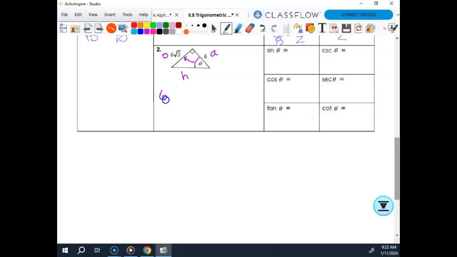So I'm going to have 6 square roots of 3 squared plus 6 squared equals h squared. Now I want you to pause here for just a second and listen to me because this is very important. Actually, every word that comes out of my mouth is very important, but I really want you to hear this. What I have just written is not really 100% correct.